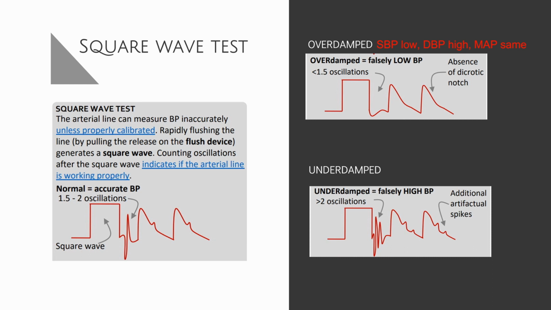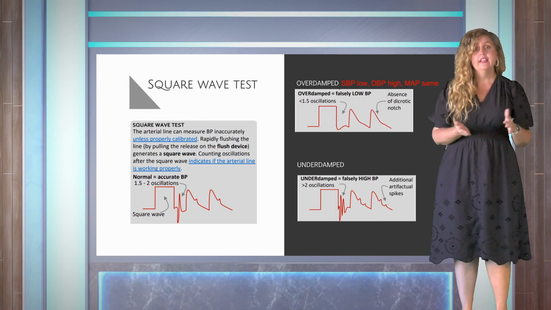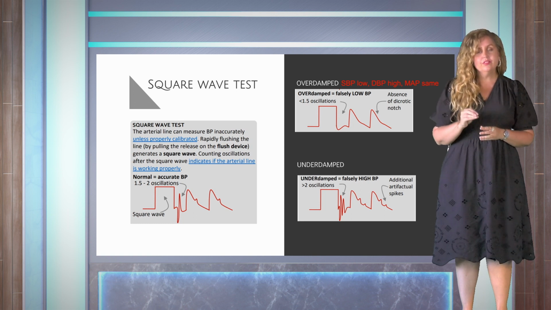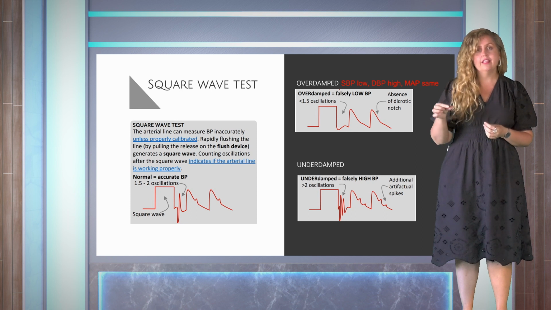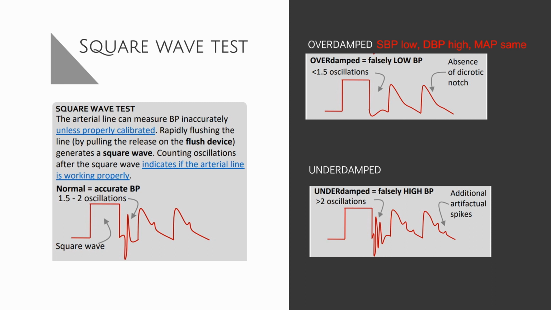Let's talk about how we do this square wave test, and this might be new to many of you. We know how to flush an arterial line, and it's basically that. It's a quick, short flush. Different arterial lines do it in a different way, but that little squeezy thing at the transducer, for lack of better words, we just do a very short flush for about 1 second.